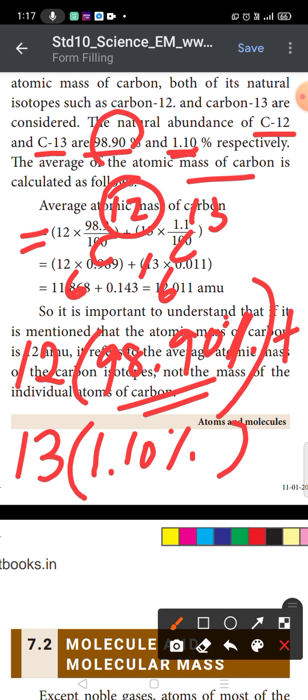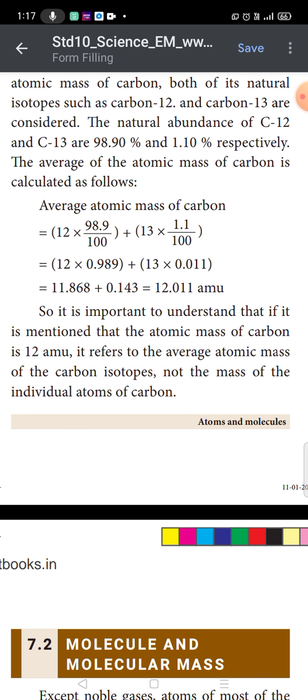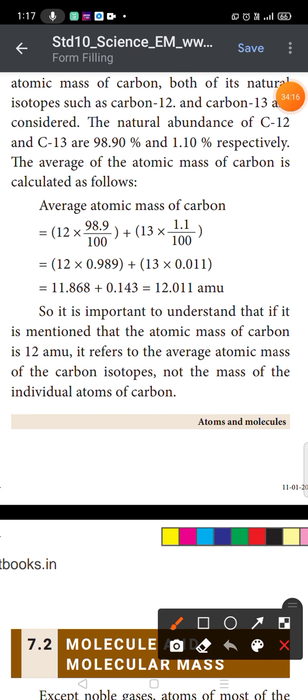98.90 by 100. Here 1.10 by 100. Divided by 100 means what? That is percentage. Percentage means divided by 100. We are going to take that value for 100. That is called percentage. Right. So we can get 12 into 98.9 by 100, 13 into 1.1 by 100.